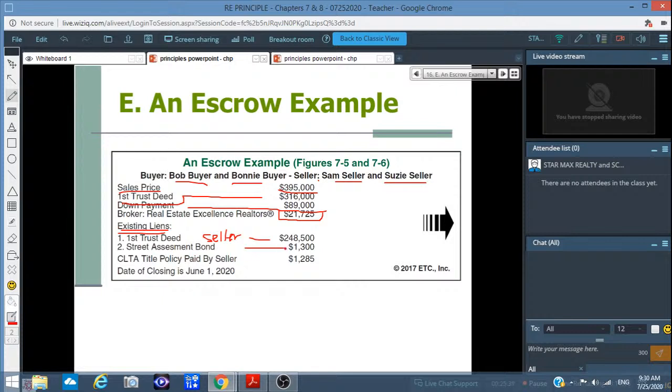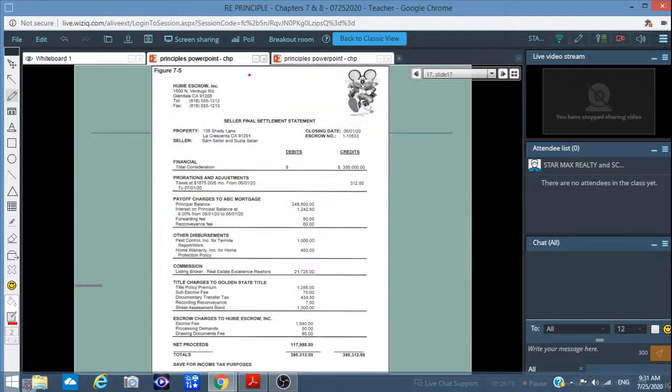OK。Street assessment bond，OK，这个是税了，OK，这是修街道这个税。OK。And CLTA title policy paid by seller，OK。这个是屋主，这个卖主去付这个产权保险，OK，所以这个交易呢，这是在南加州，OK，因为 seller pay，OK，Day of closing June 1st, 2020，OK，什么时候结束？这是6月1号2020年。OK。So you could have something like this.